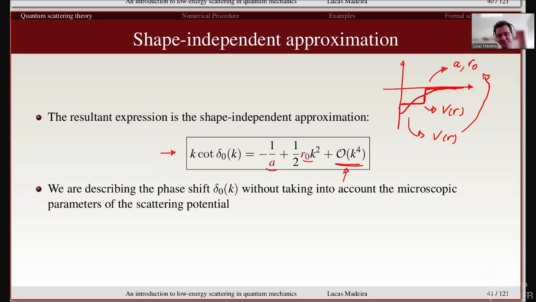More questions? But what I'm going to teach you how to do is to calculate the scattering length and the effective range for an arbitrary potential. By the end of my course, at least you know how to do that.